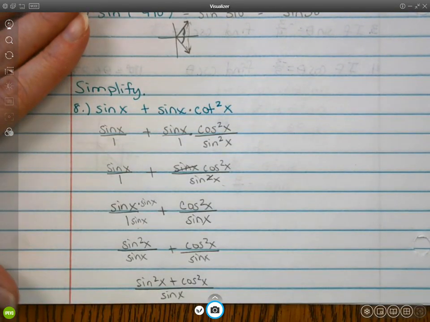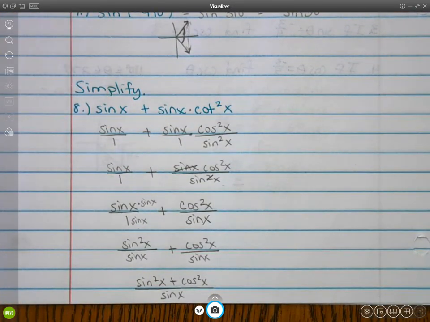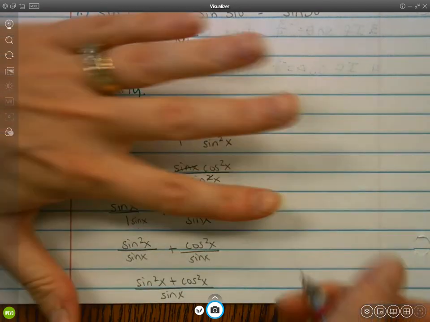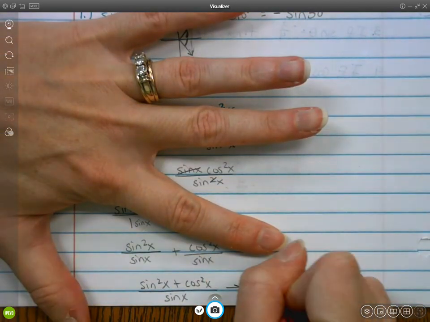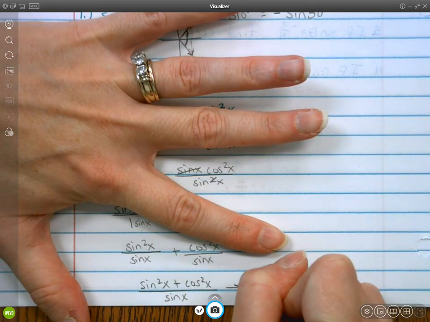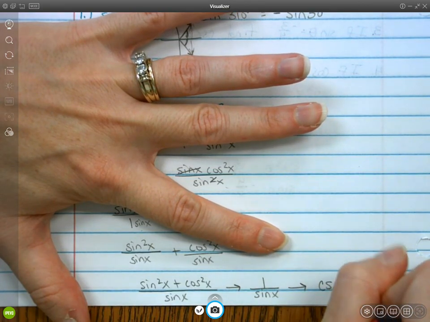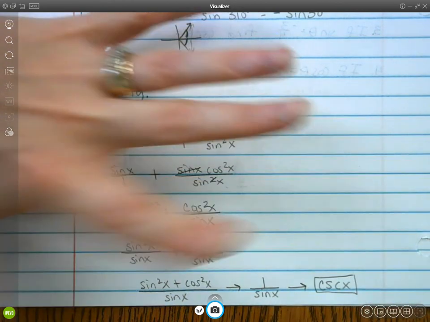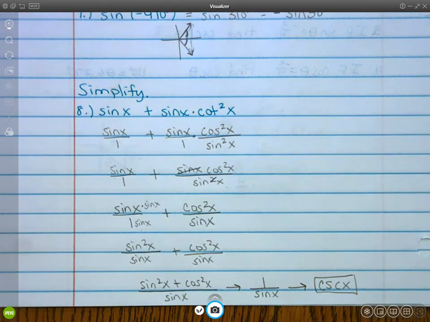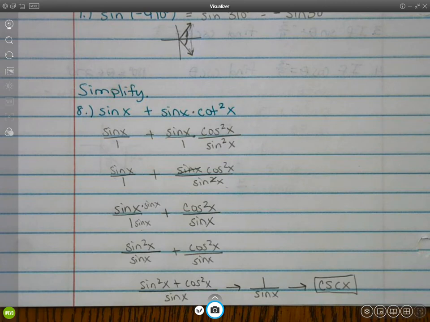All right, so now look at your Pythagorean identities, and you should see that sine squared plus cosine squared is just 1. So we can replace that with 1. So we have 1 over sine. And 1 over sine is cosecant, and that is simplify. All right, so simplify usually means get it down to where it just has one piece of trig. So it could be something squared, it could be something to the 4th, sometimes it's 1 plus something, but usually it's just one piece of trig when they tell you to simplify.